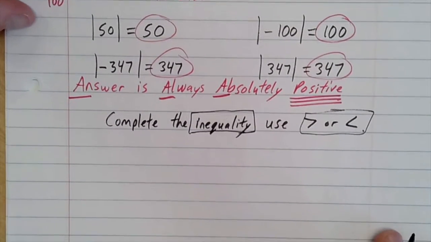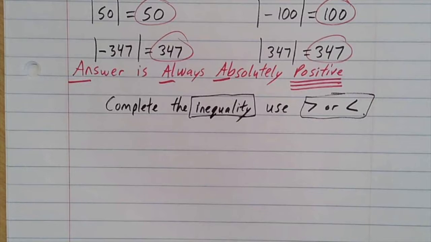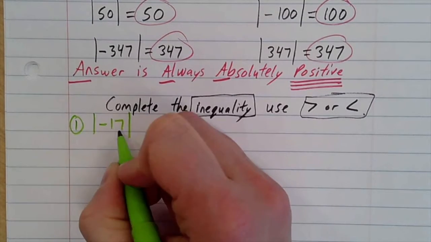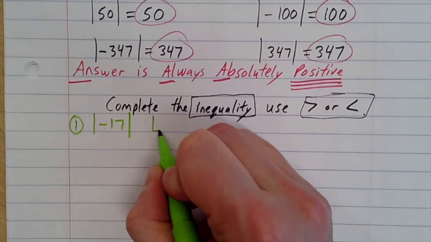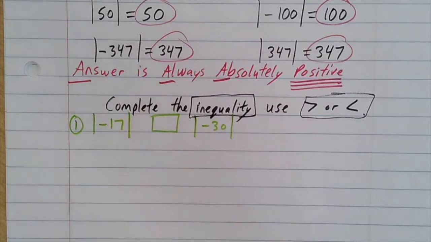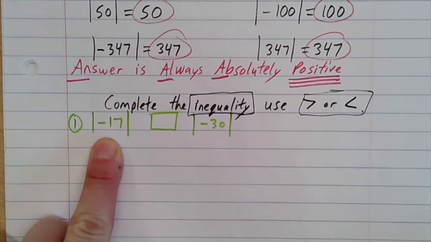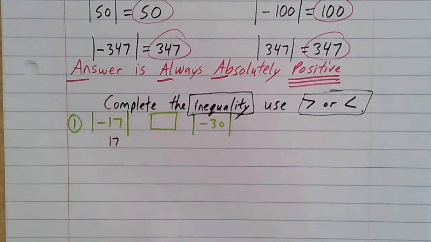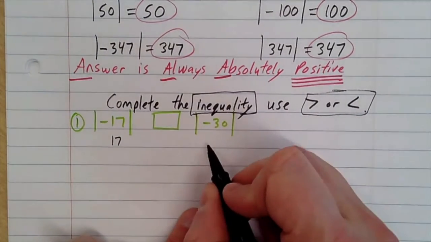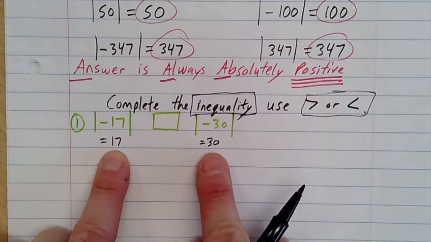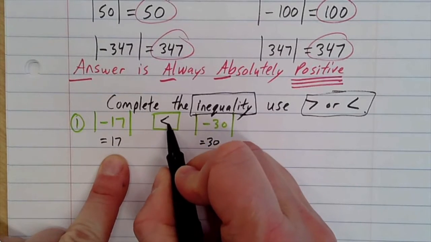So I'm going to give you some examples of inequalities that you'll have to solve. Number 1 says absolute value of negative 17, and then they give you this box to compare, and then they have the absolute value of negative 30. So in other words, you need to solve, what is the absolute value of negative 17? In other words, how far is that negative 17 from 0? It's just 17 away. What is the absolute value of negative 30? It's just 30. So when you write it like this and you write the positive numbers, now compare these. 17 compared to 30. 17 is less than 30.